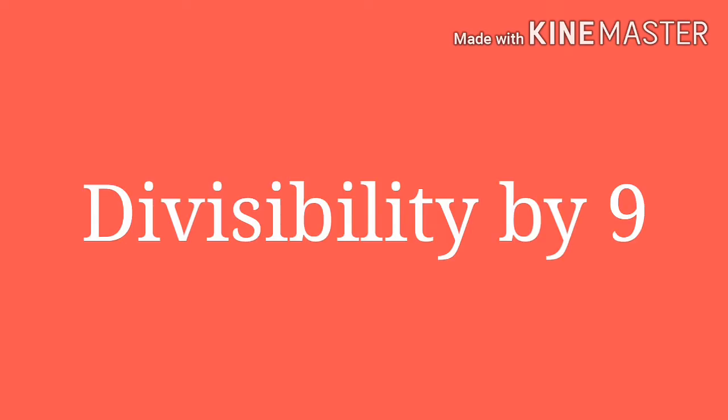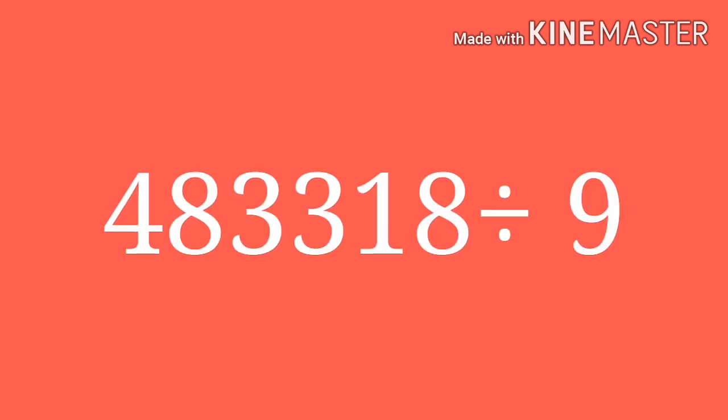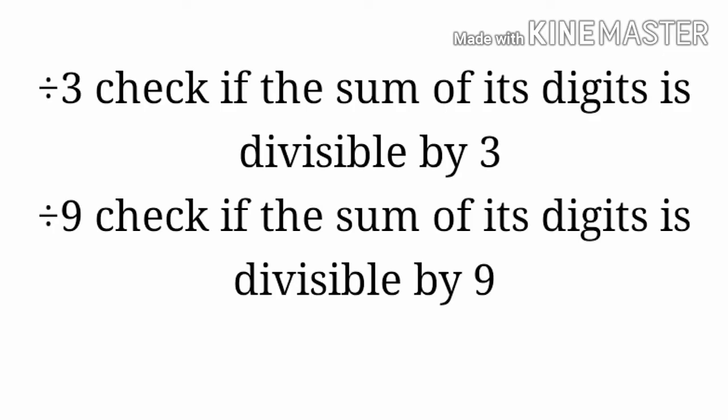Divisibility by 9. Take any number, sum up the digits, and if the sum is divisible by 9, then the entire number is divisible by 9. So 483318 is divisible by 9. Let's summarize what we have learnt. Isn't that interesting?